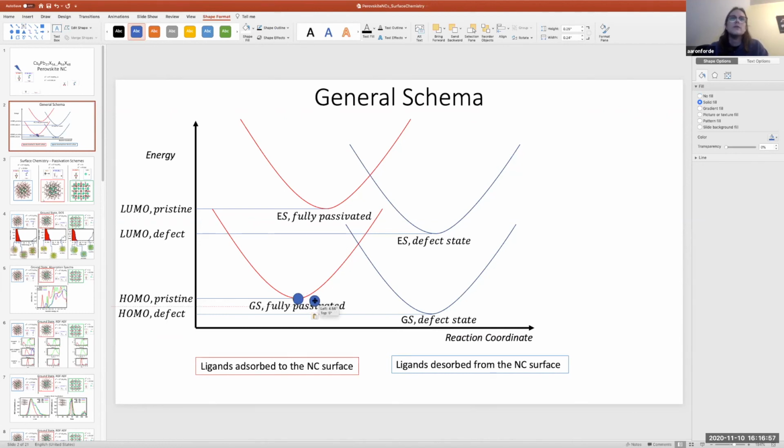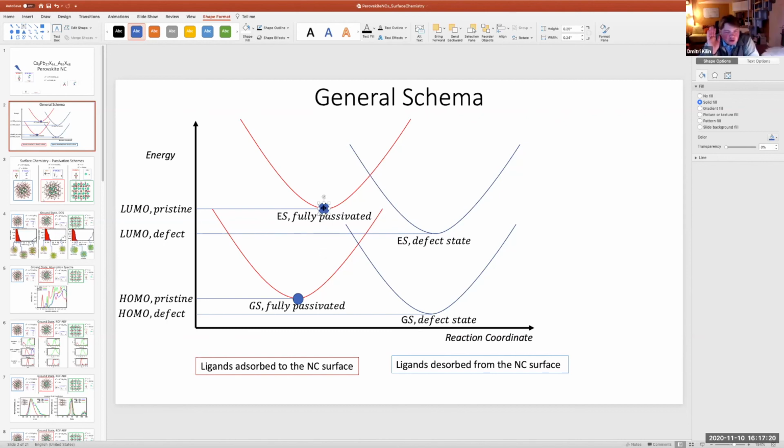To mimic a photoexcitation, I change the occupations to mimic an electron in the LUMO and a hole in the HOMO. So that'd be like another point on the diagram.